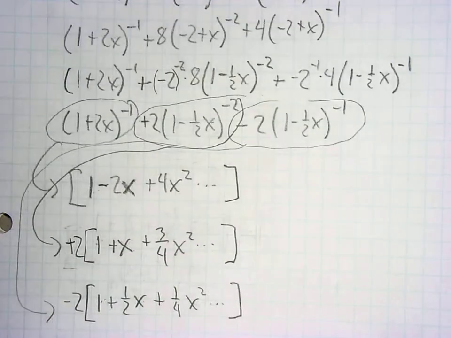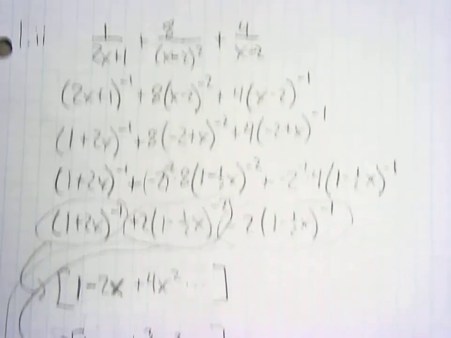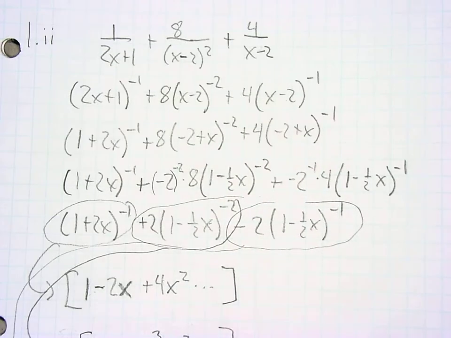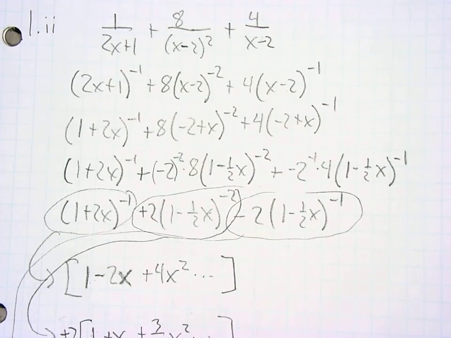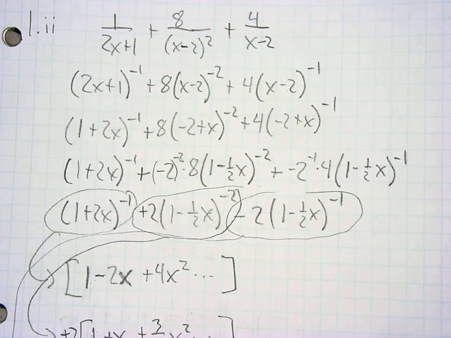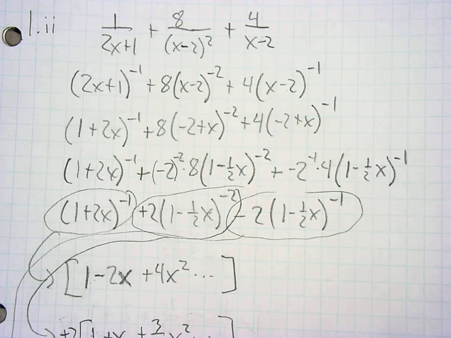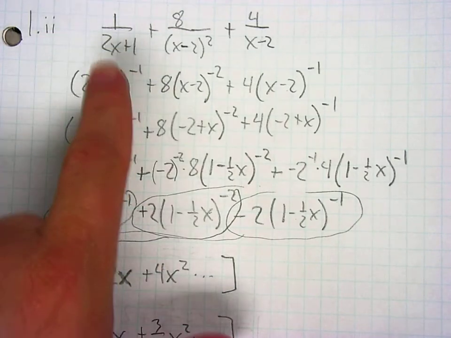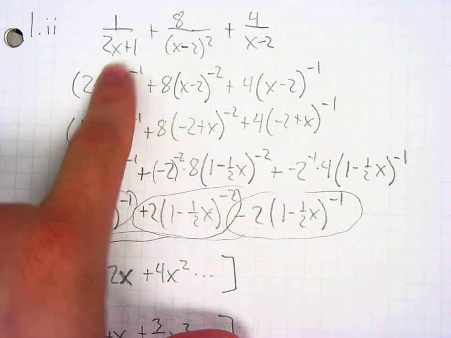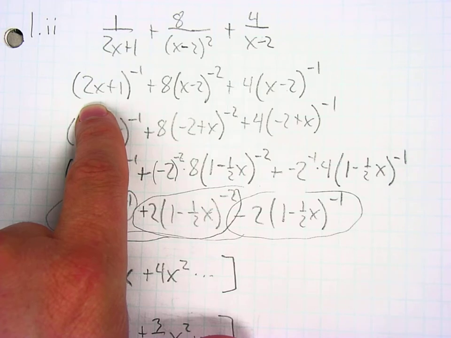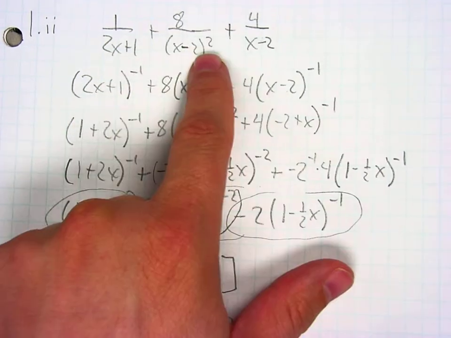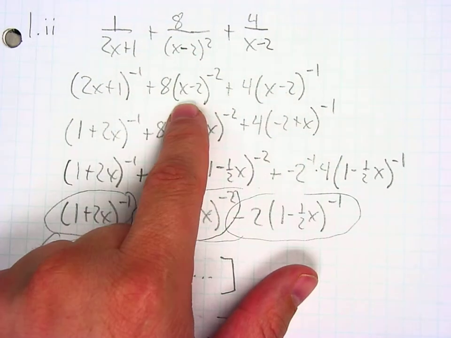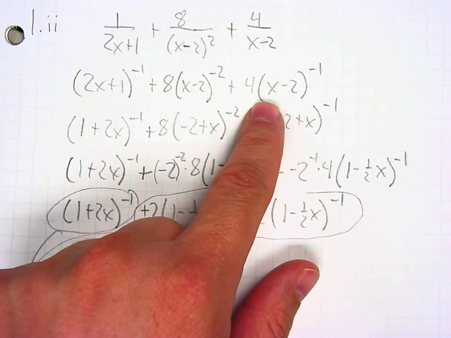All right, for 1 part 2. All right, so here's where I'm guessing most of you had problems on this 1 part 2 and 2 part 2. All right, so look, here's my fraction rewritten as partial fractions. Now, the thing to remember is that this term can be rewritten like this. 2x plus 1 to the negative 1. This can be rewritten as 8 times x minus 2 to the negative 2, so on and so forth.